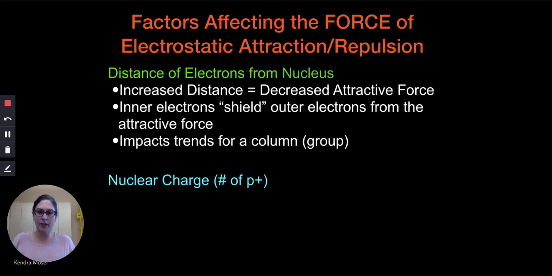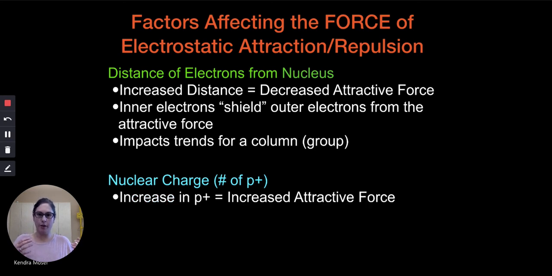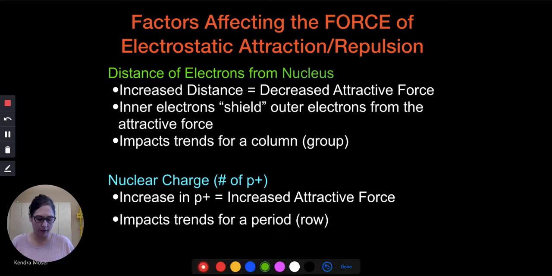The other thing that we see is that we have a nuclear charge, or a number of protons, in our nucleus itself. What we know about that is that if we increase the number of protons, we increase the attractive force. And so this comes back to something called Coulomb's law. We're going to take a look at Coulomb's law a little bit later.